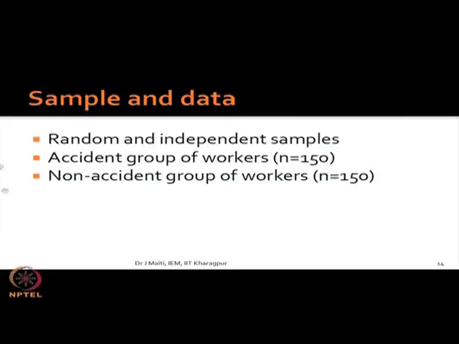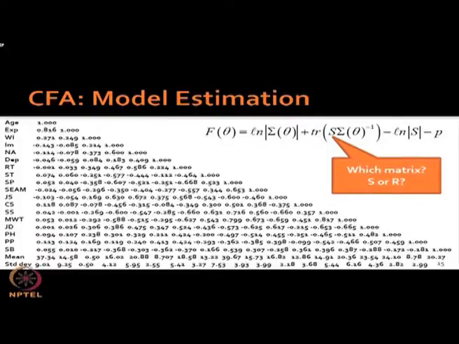Now, let us see the data part. The data part is actually random independent sampling. First we have taken an accident group of workers, followed by, with frequency matching, a non-accident group of workers. There are altogether 300 observations. So, immediately, as I told you, how many independent non-redundant elements in your sigma matrix, this is the case. This is from the sample, these are all the correlation matrix.